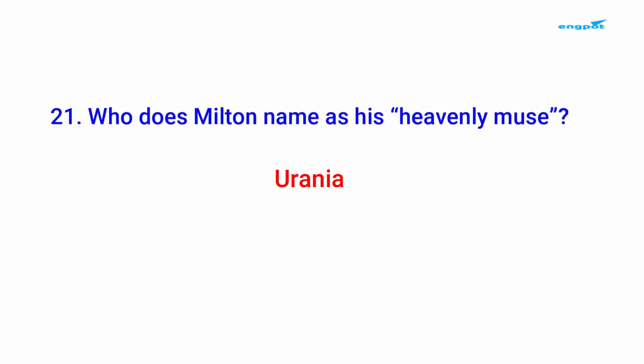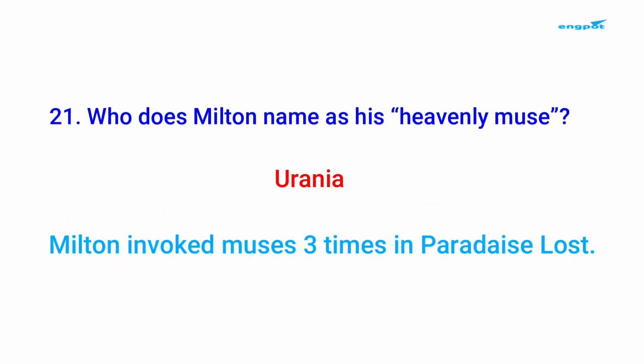Who does Milton name as his heavenly muse? Urania. And Milton invoked muses 3 times in Paradise Lost.